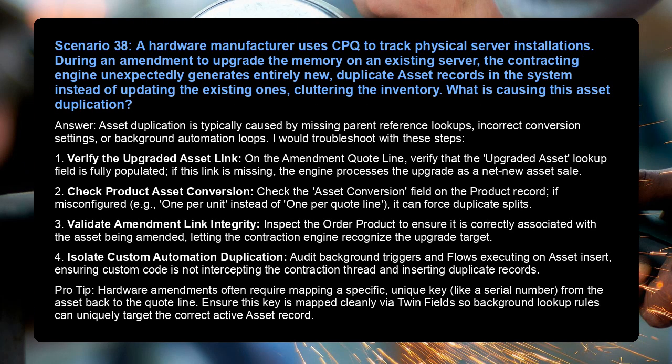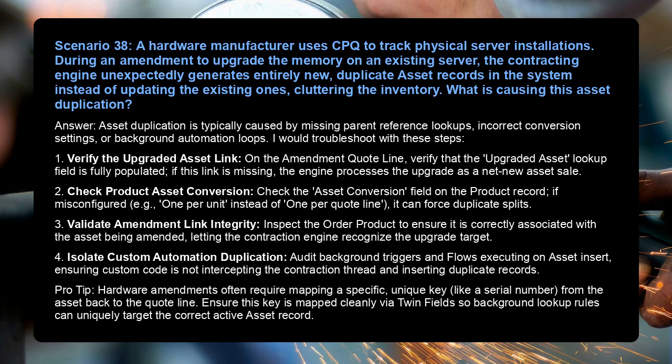Scenario 38. A hardware manufacturer uses CPQ to track physical server installations. During an amendment to upgrade the memory on an existing server, the contracting engine unexpectedly generates entirely new, duplicate asset records in the system instead of updating the existing ones, cluttering the inventory. What is causing this asset duplication? Answer: asset duplication is typically caused by missing parent reference lookups, incorrect conversion settings, or background automation loops. I would troubleshoot with these steps.